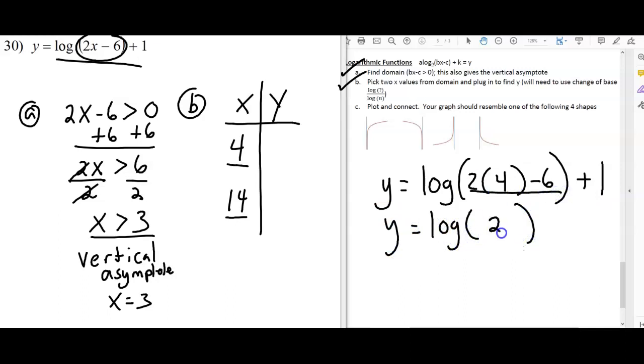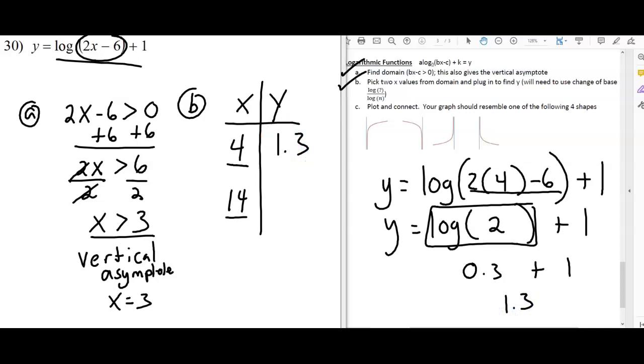8 minus 6 is 2. Now this is a base 10 log of 2. When you have a base 10 log, you don't have to do change of base. You can just type that in your calculator just the way it appears. So log of 2 is 0.3. And adding those together, we get 1.3.